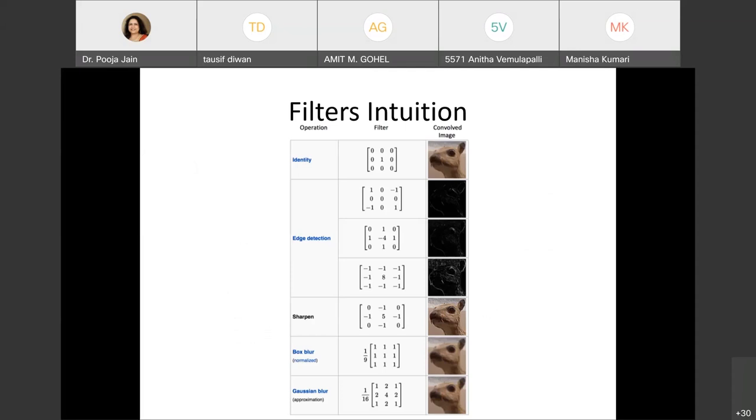There are various kinds of standard filters. Our task in model training is to learn the filter, but if it is already defined, then we can directly use those filters. If we are interested in detecting identity, then we can go with this filter. If we are interested in detecting an edge, then we can go with a filter like this. There are sharpen detectors, then box blur, then Gaussian blur. All these are filters which are responsible for these kinds of operations.